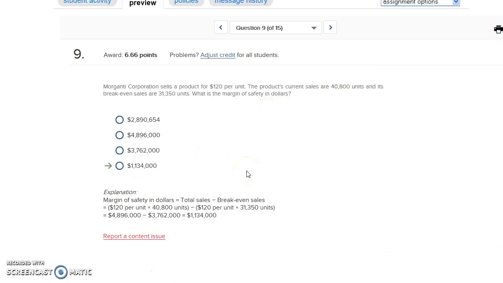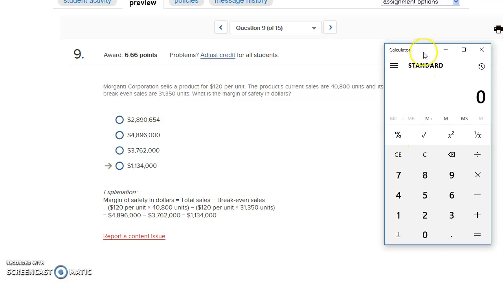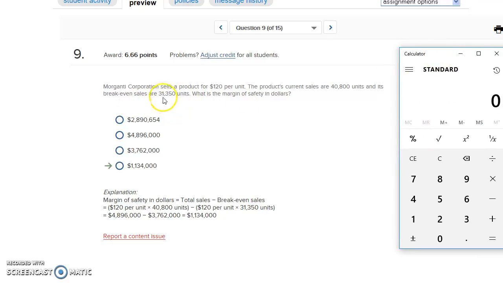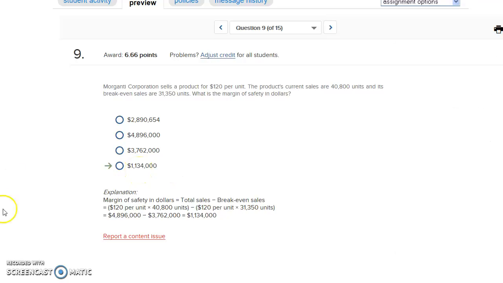So margin of safety is just the difference between your break even and how much you actually sold. So in this case, the break even is $31,350, but they actually sold $40,800. So I'm going to take $40,800 and I'm going to subtract their break even of $31,350. So they sold 9,450 additional units, and they sold them for $120 each. So their margin of safety is $1,134,000.